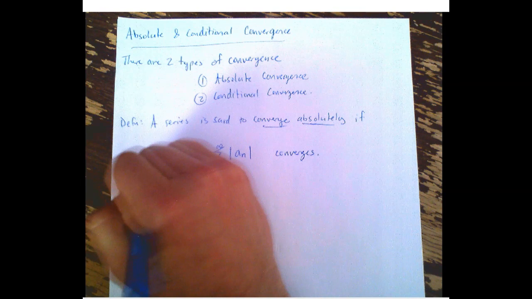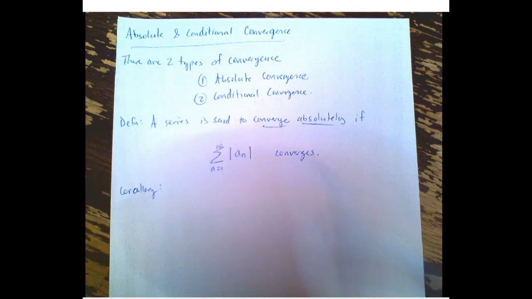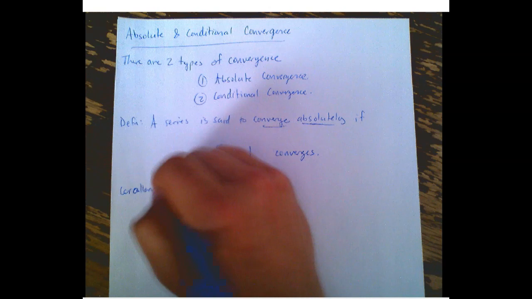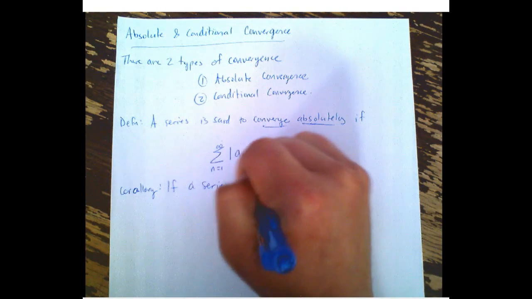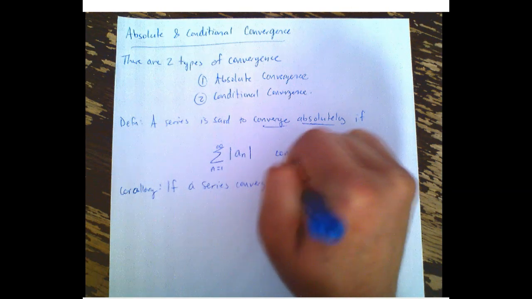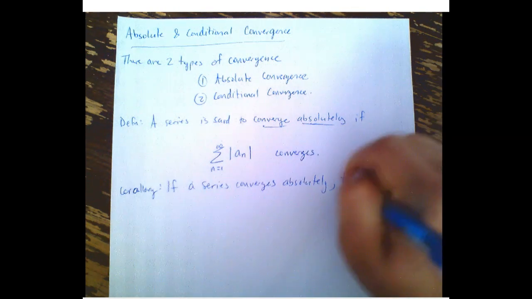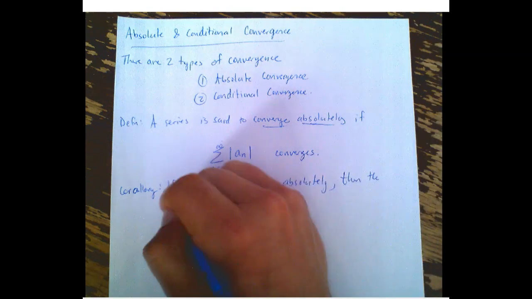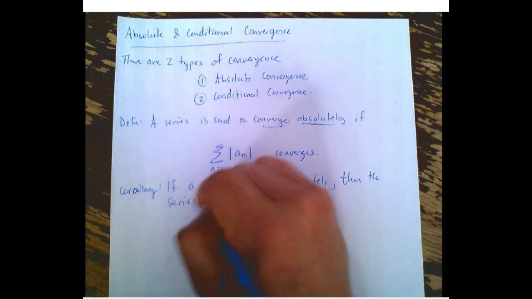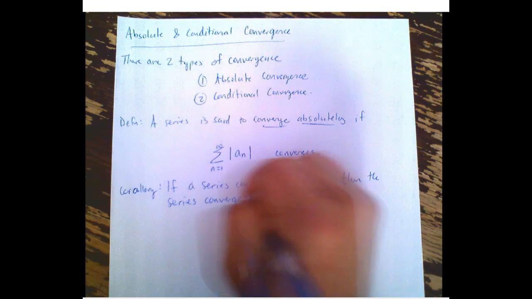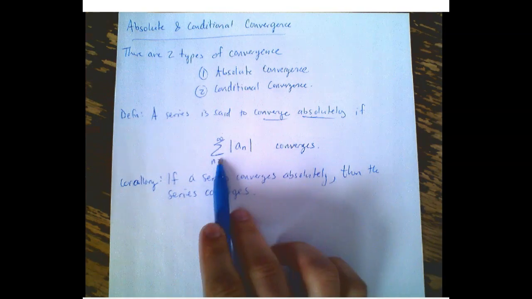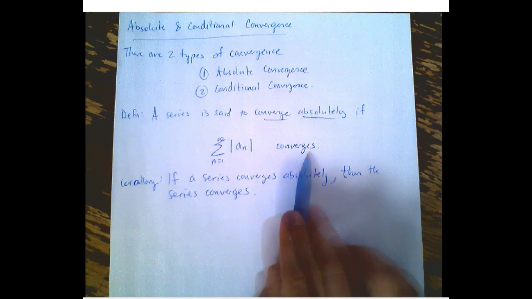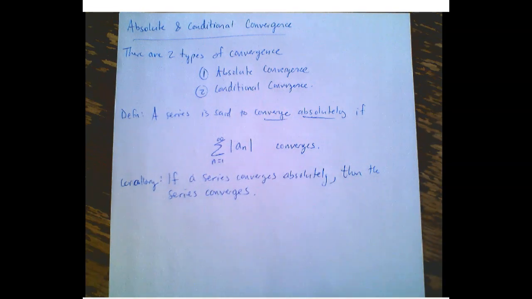Corollary to this: if the series converges absolutely, then the series converges. Okay. So if we find that the series of the absolute values of the terms converges, then we know that the original series converges too.